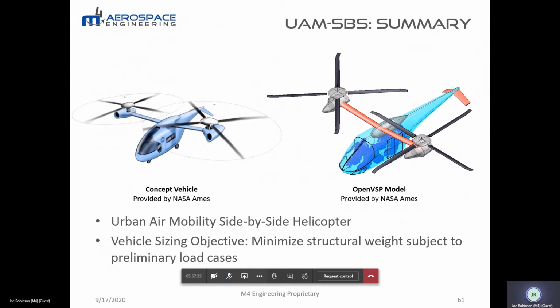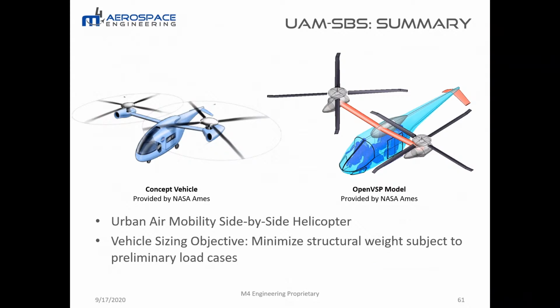And we're going to do that using this urban air mobility side-by-side helicopter demonstration, which is developed by NASA. We're going to start out here on the right with this OpenVSP model that came from NASA Ames. What we're going to try and do is get a minimal structural weight, and we're going to have various load cases relevant to this kind of configuration. So we've got a tandem side-by-side rotor, 6-passenger helicopter type configuration.